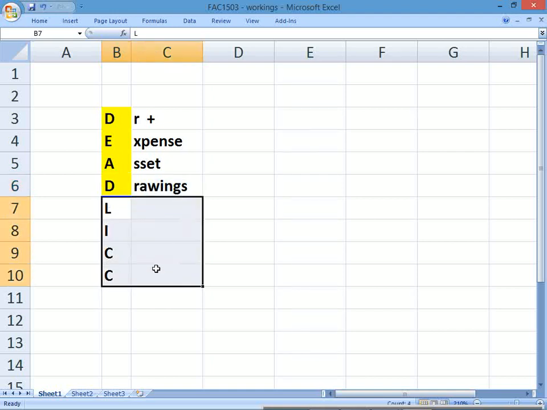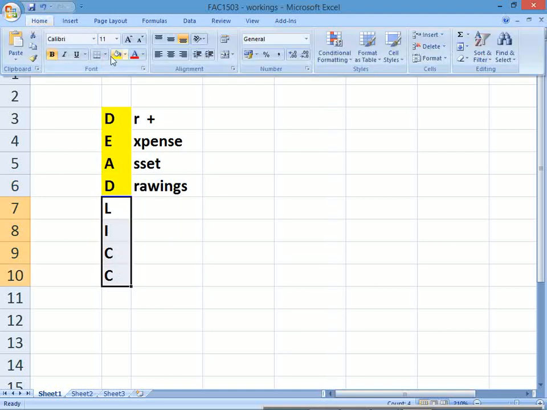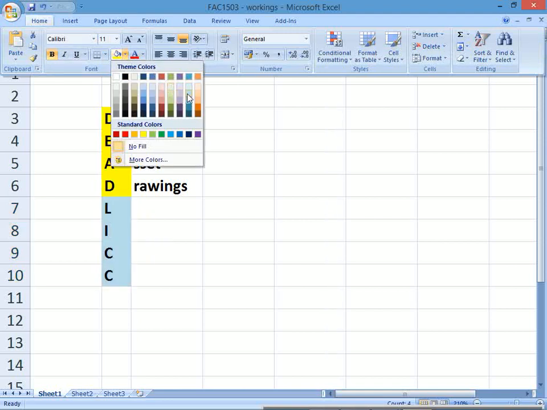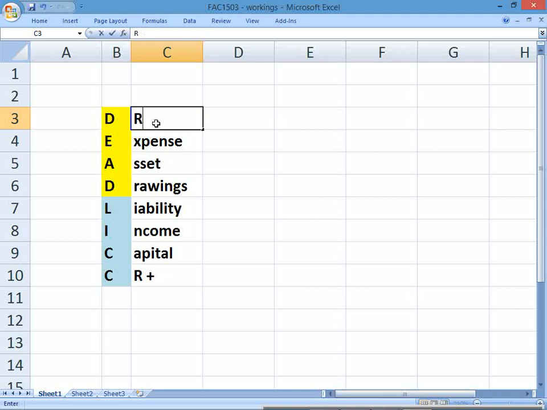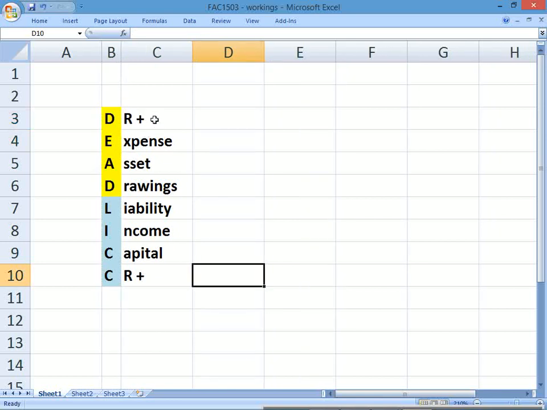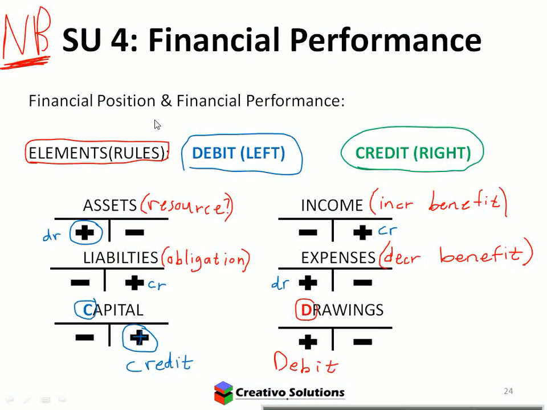Then the LIC is representing the liability, the income, the capital, and those are all credited. Let's make those a capital letter, CR, DR, plus. And that's what they use to remember the rules. Because that gives you those 6 accounts. So if you can remember these, great. If you can't, just write down the acronym.